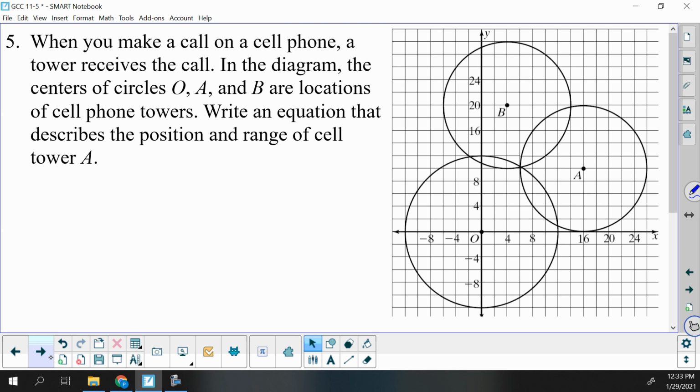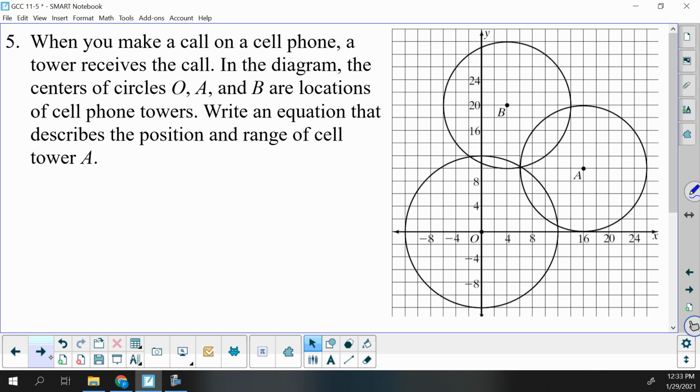All right, next one. If you make a call on a cell phone, the cell phone tower receives the call. The circles and the points on the graph are representing the locations of the cell phone towers. Cell phone tower A, we want to describe the range of it. The circle is representing basically within that circle, the tower will pick up your cell phone when you try to make the call. So from A, we want to write a circle equation to represent the range.